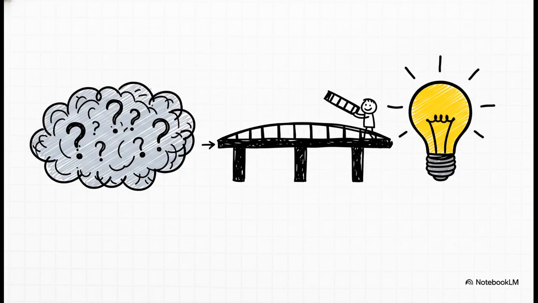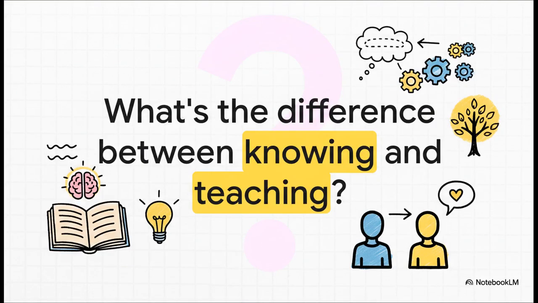When you get right down to it, effective teaching is really an act of design and empathy. It's not about being the smartest person in the room. It's about building the clearest, strongest bridge possible for someone else to get from confusion to understanding. And that kind of leaves us with one last thing to chew on. It's a question that goes way beyond just learning a language. What really is the difference between just knowing something for yourself and having the skill, the empathy, and the clarity to actually teach it to somebody else?